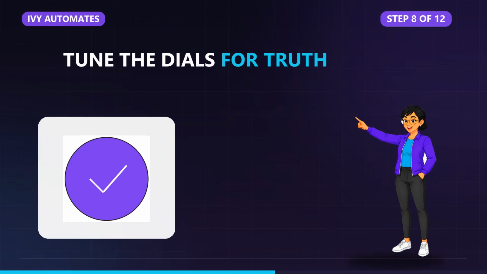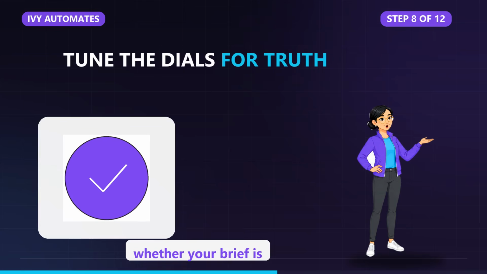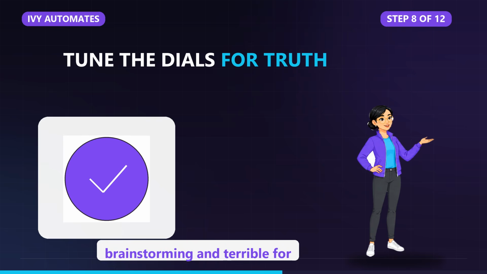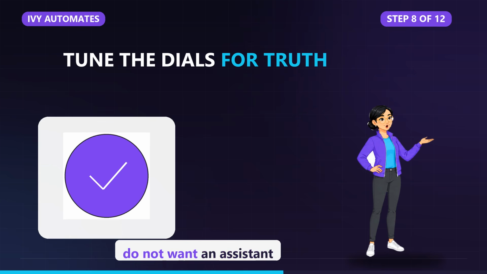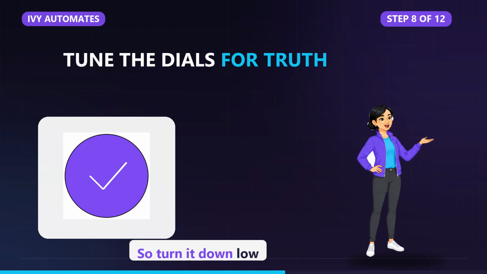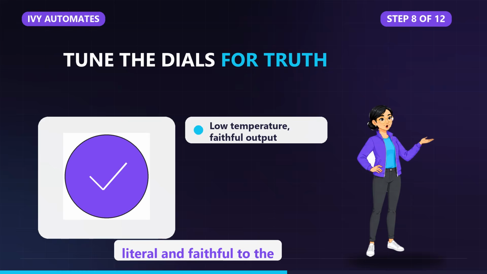Step 8. Configuration. The small dials that decide whether your brief is trustworthy or creative fiction. The main one is temperature. Think of it as how much the model is allowed to improvise. High temperature is great for brainstorming and terrible for a document brief because you do not want an assistant inventing clauses that aren't in the contract. So turn it down low. You want the model boring, literal, and faithful to the text.